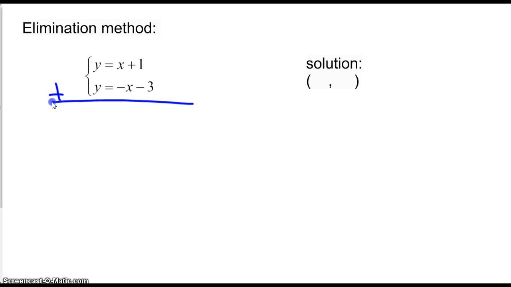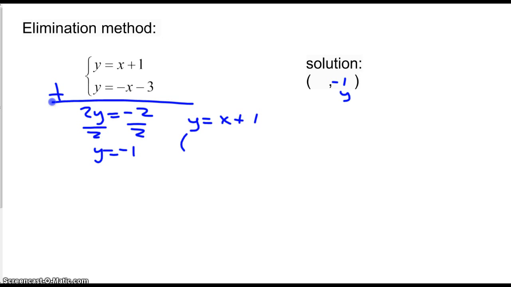If I add these two equations together, I have 2y on this side, but x plus negative x cancels to 0, and then 1 plus 3 is 4, and so I've got a combined equation, and the x's happen to be eliminated when I added these two together. And so I can now solve for y and get y as negative 1. And then to get the x part of the solution, I can use either of the other equations, but this time I need to substitute that negative 1 in for y.